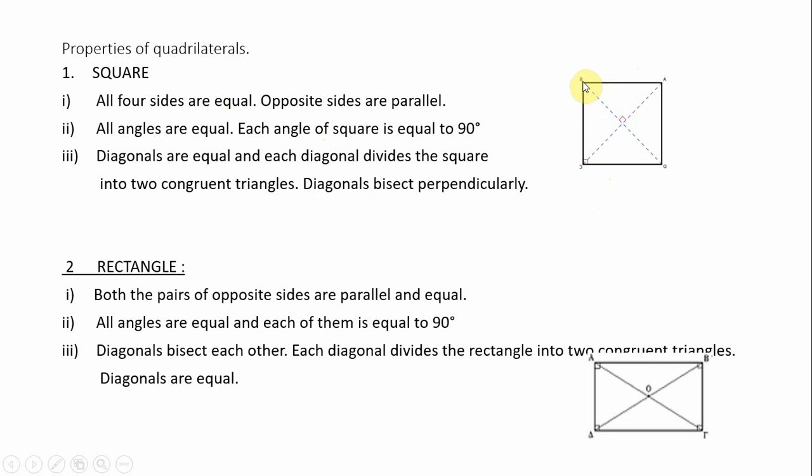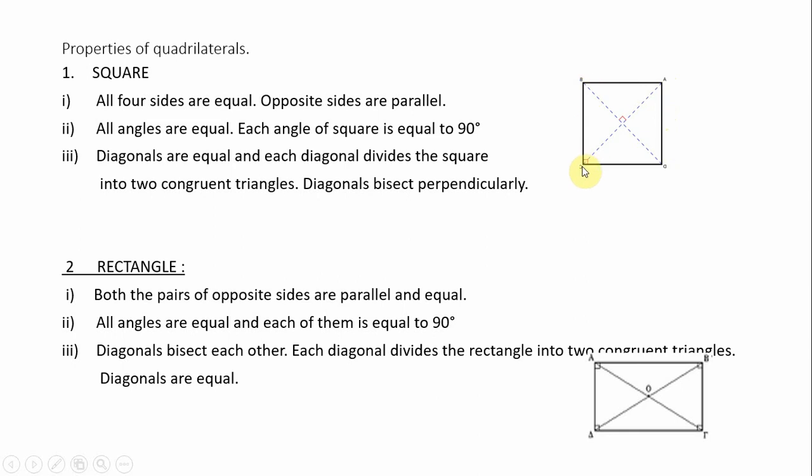What are called opposite sides? This side is opposite to this side. These 2 sides are parallel. Similarly, this side is opposite to this side. You know, all the 4 sides are equal and only opposite sides are parallel to each other. Understand? Now, all angles are equal, and each angle of the square is equal to 90 degrees. Here you can see a small mark like this. It is showing you that it is 90 degrees. All angles are equal. When this is 90 degrees, obviously this angle is also 90 degrees, this angle is also 90 degrees, this angle is also 90 degrees.